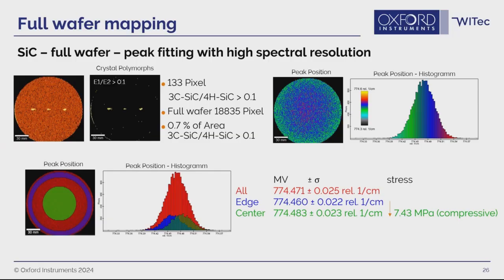To calculate the stress and strain in megapascal, we used a conversion factor from the literature. Out of the 774.46 versus 774.483, one can calculate that there is a stress and strain difference of 7.43 megapascal from the edge to the center, and of course this is compressive stress.